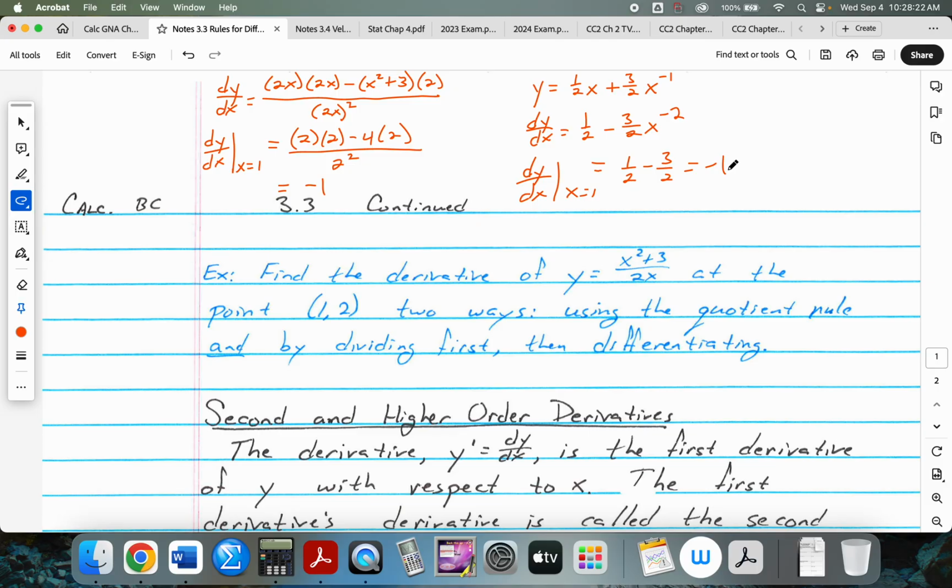It's about the same amount of writing. It's a little bit easier if you simplify first, I think. The derivative is easier to do. And the evaluation is a little easier because you have fewer places you're putting numbers into.